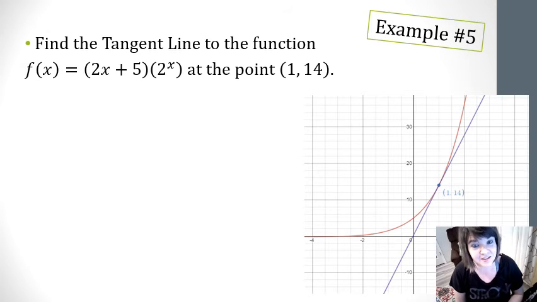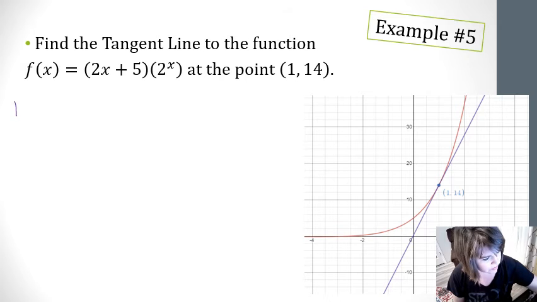All right, guys, this is the last example of the lesson, and it's one where we're going to find the tangent line. So in order to find the tangent line, we need the slope of the tangent line, which is the derivative. So let's look at our function. Our function is 2x plus 5 times 2 to the x.